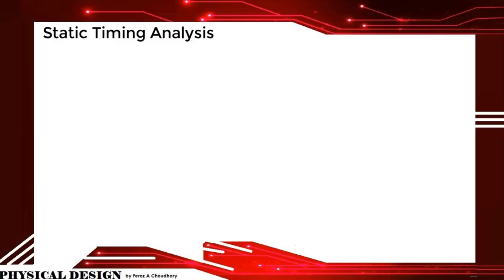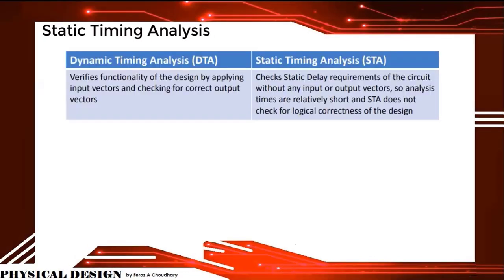Timing analysis is used to verify the timing performance of any circuit or chip. First we'll see the difference between dynamic timing analysis and static timing analysis. Dynamic timing analysis verifies functionality of the design by applying input vectors and checking for correct output vectors, whereas static timing analysis checks static delay requirements of the circuit without any input or output vectors.